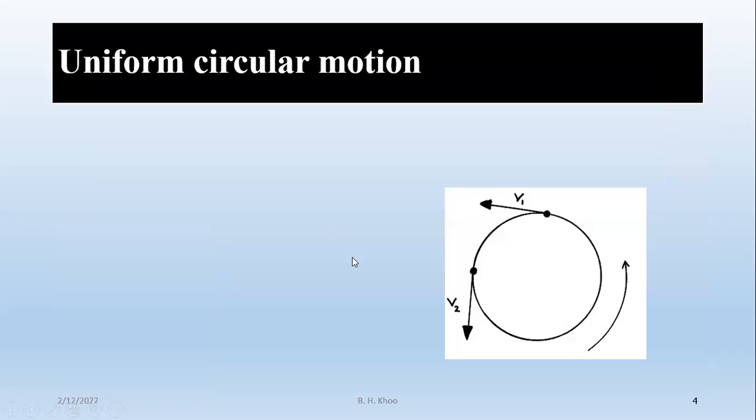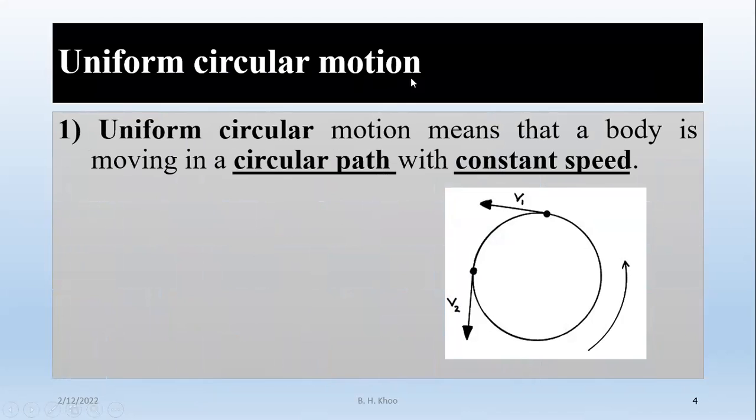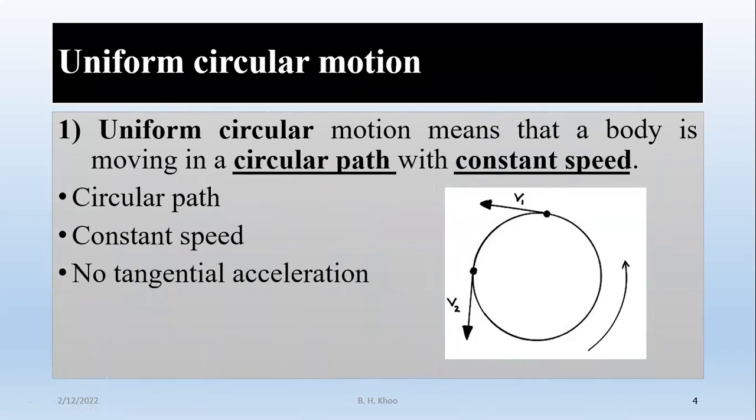Angular displacement and angular velocity. Uniform circular motion, what does it mean? A body is moving in a circular path with constant speed. The key is circular path with constant speed. Speed is a scalar, so it doesn't involve direction. No tangential acceleration. That means in the direction of the velocity, there is no tangential force or acceleration. That's the key to remember. You're not interested in tangential acceleration.